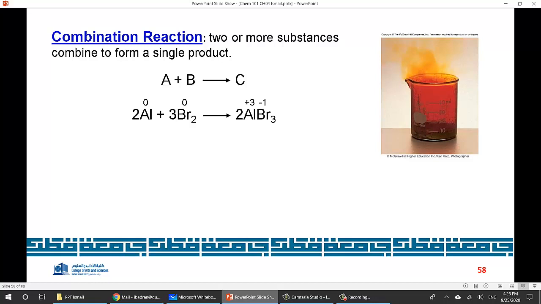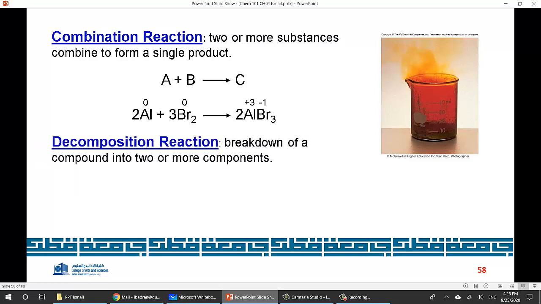But that's not the same for AlBr3. AlBr3 is a compound, so you need to assign the actual oxidation numbers. In this case, Br has a -1, so -1 times 3 is -3, and therefore aluminum is a +3, and they all add up to 0. So here you can easily say which one is oxidizing and which one is reducing. I will leave this to you to think about.